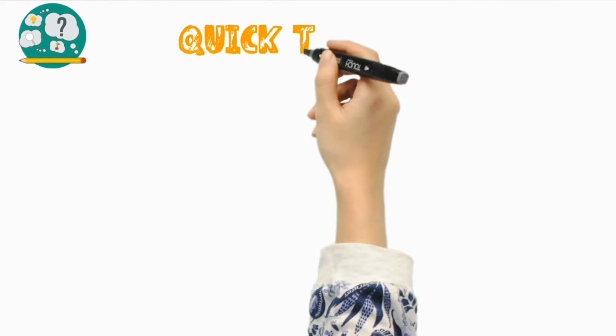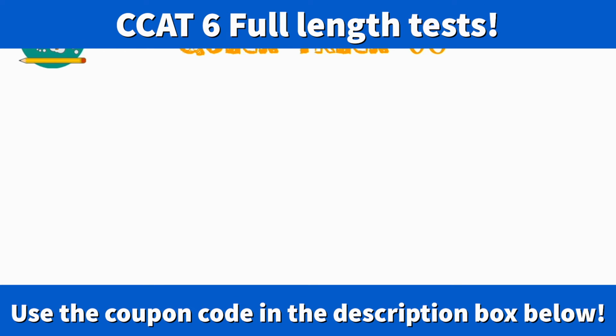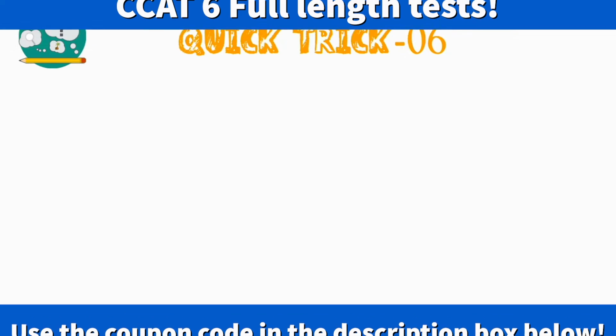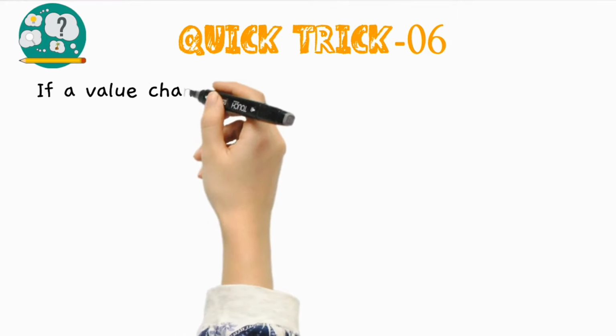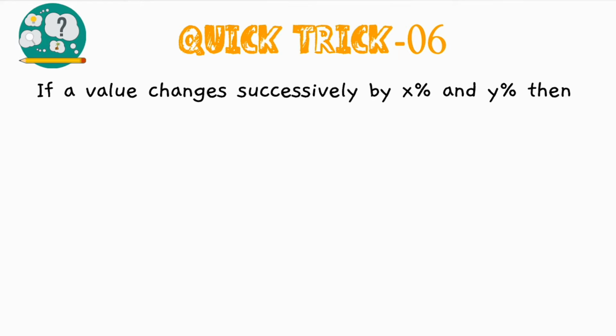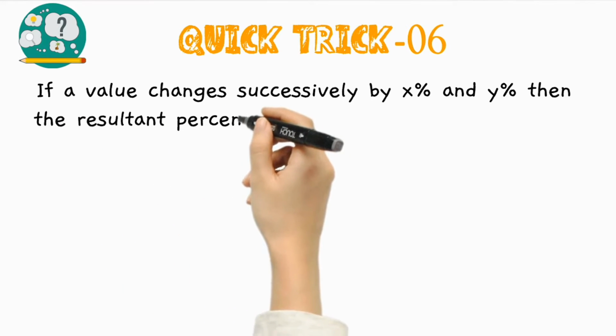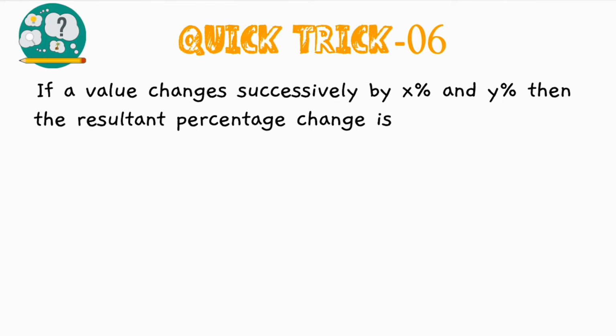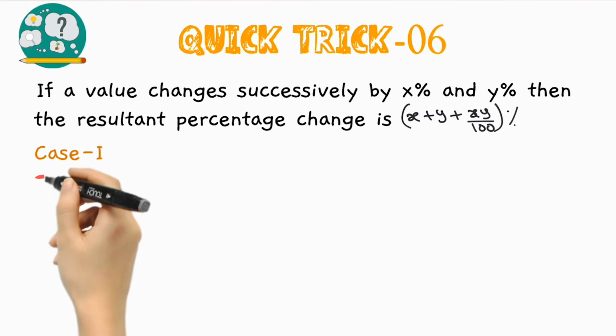Next, quick trick 6. It is a combination of 4 simple cases. First, we'll have a look at the generalized expression, then we'll move on to the individual cases. If a value changes successively by x% and y%, then the resultant percentage change is given by x plus y plus xy over 100%. This is a generalized expression based on which the 4 cases can be defined here.